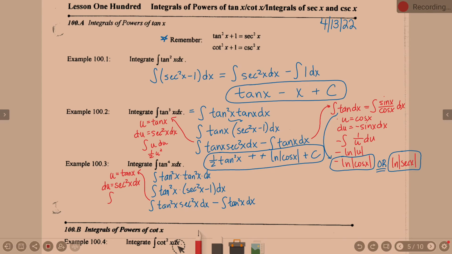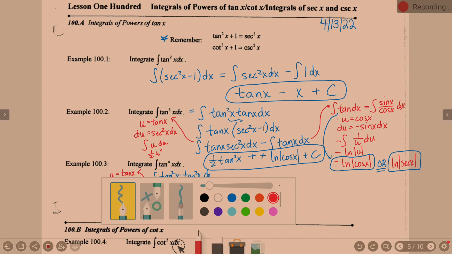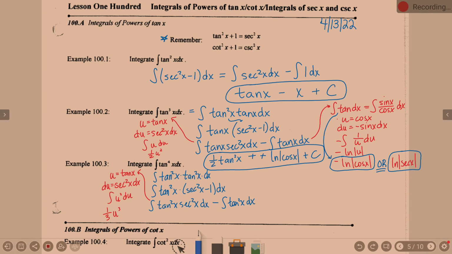And so when I integrate tangent squared, well, if u is tangent, then tangent squared is going to be u squared. If du is secant squared x dx, that matches up exactly. And so I'm integrating u squared. Add 1 to the power, divide by the new power, and we have, okay, I wrote 1/3 u cubed there, but yes, when you put it into your problem, it is 1/3 tangent cubed x minus the integral of tangent squared x dx.